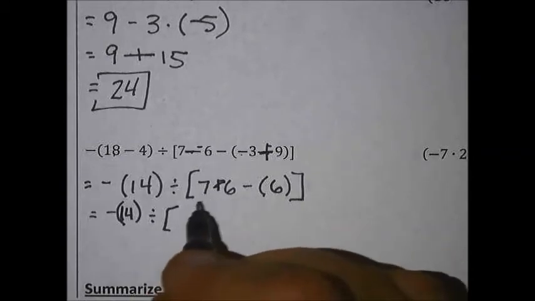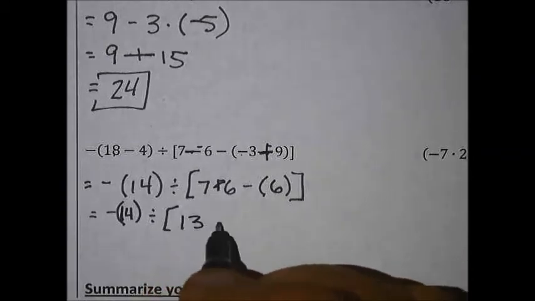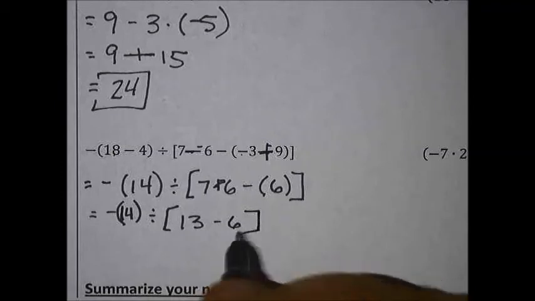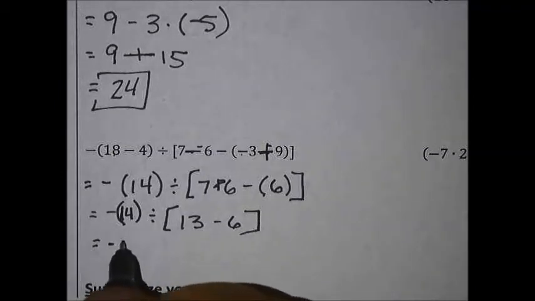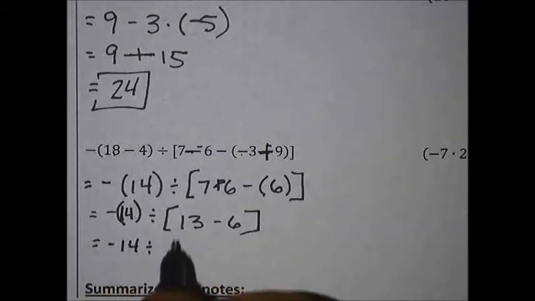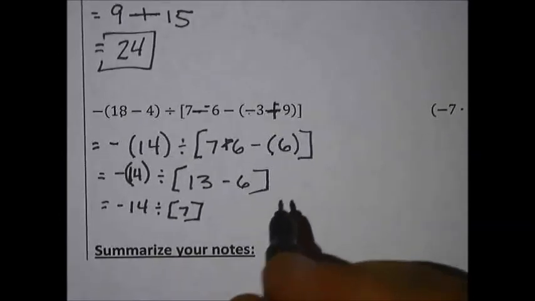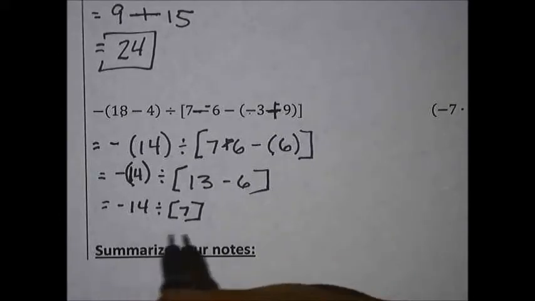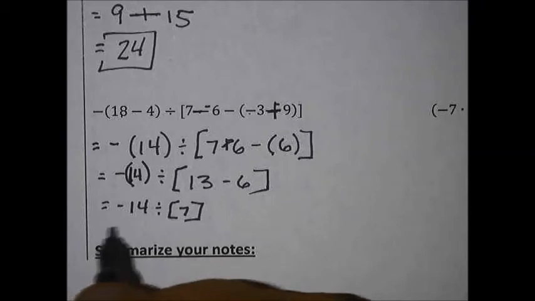That's going to be a plus. 7 plus 6 is 13, minus 6. I have negative 14 divided by 13 minus 6, which is 7. Not that those square brackets are doing anything at this point, but we like to keep them there anyways. Negative 14 divided by 7.